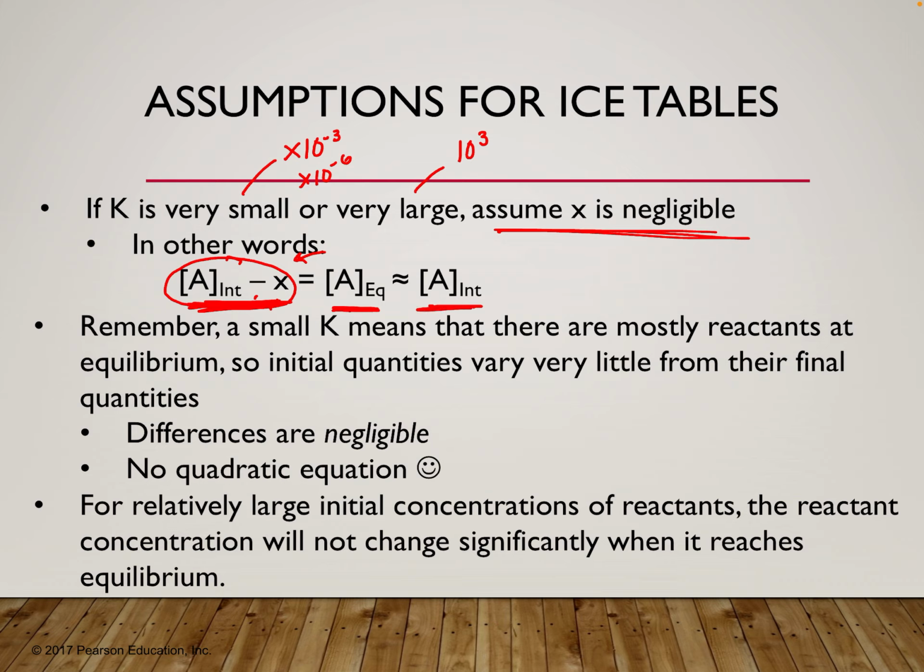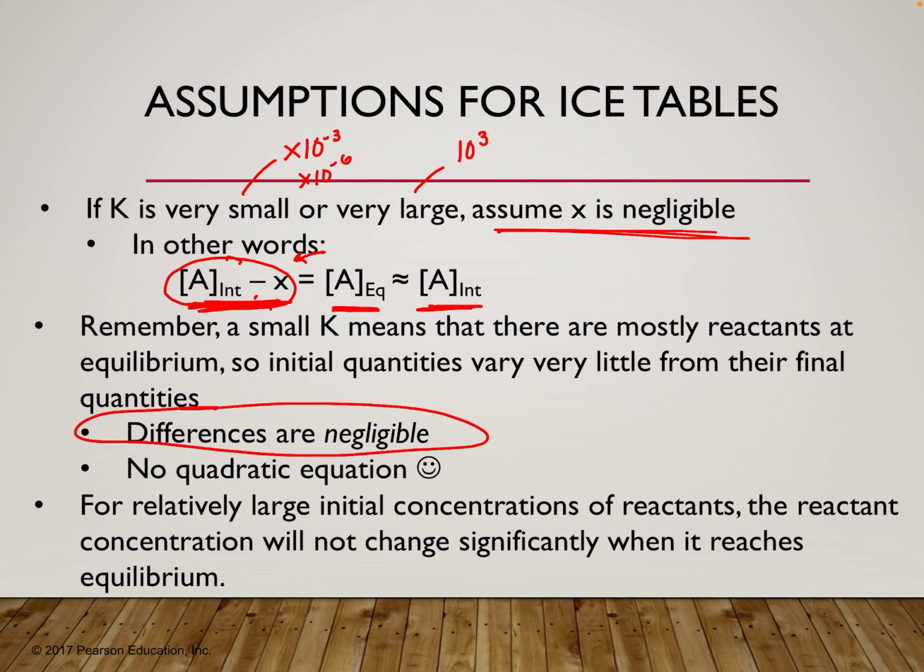Okay, so if we have a very small k, for example, that means that there are mostly reactants still at equilibrium. Okay, your reaction didn't go very well. That minus x term is so small that it doesn't even change the concentration really with respect to the initial concentration. So the initial concentration's very, very little from their final concentrations.